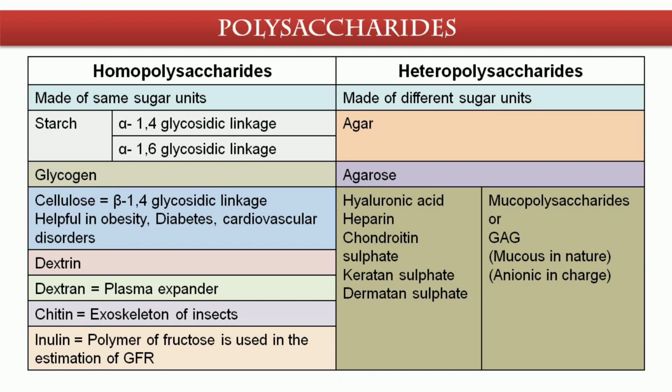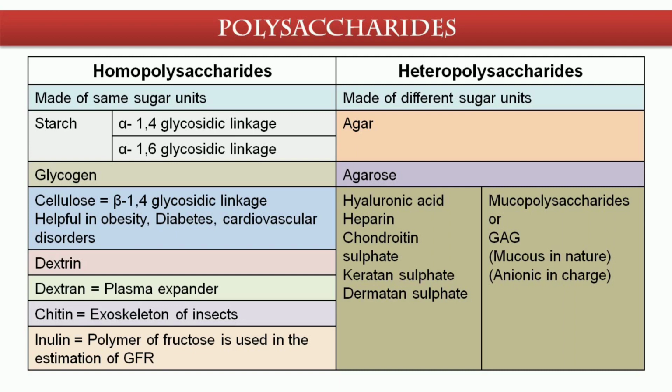Glycogen, as we know, is used as the storage carbohydrate in animals. Then comes cellulose, which has a beta 1,4-glycosidic linkage. Cellulose is also helpful in obesity, diabetes, and cardiovascular disorders. Then we have dextran, which is also an example of homopolysaccharides and is a plasma expander.